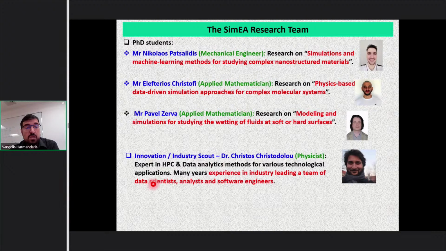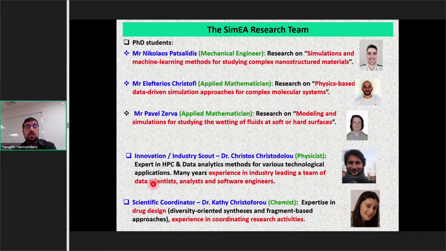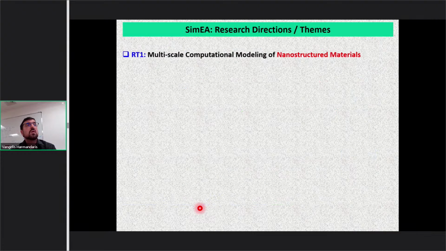And last but not least is our scientific coordinator, Kathy Christoforou, a chemist with expertise from her PhD in drug design, but also experience in coordinating research activities, and the coordination of the project will be her main duty under SimEA. So all this team is really required to be interdisciplinary, and it was built on purpose, I would say, for this, in order to deal with problems from different categories and from different fields.